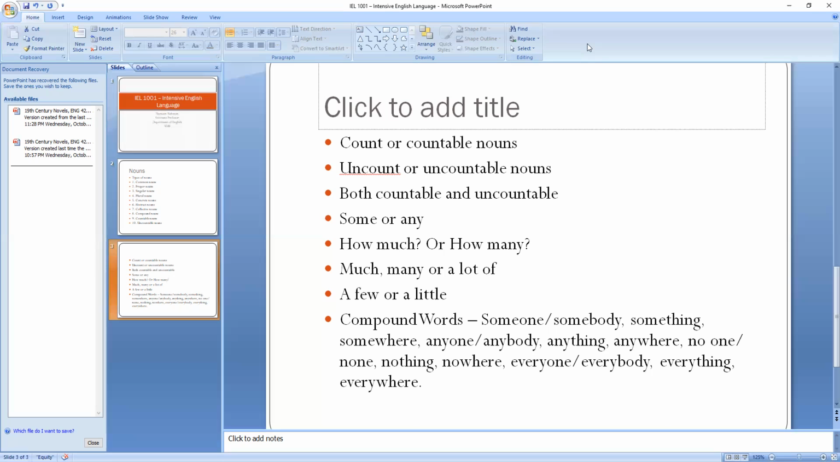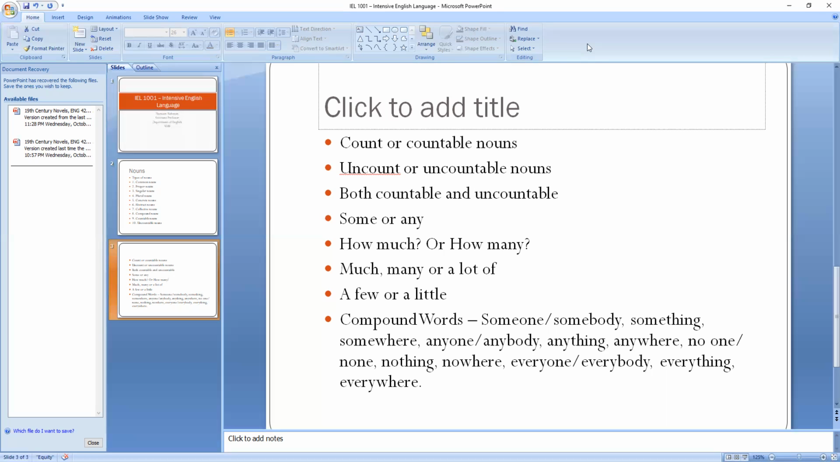These cannot be counted. But if you want to make them countable, we can take the help of some other words, like a glass of water, or a plate of rice, or a bottle of milk. Then we can say a cup of tea, a loaf of bread. This is how we can make a little bit of it counted.